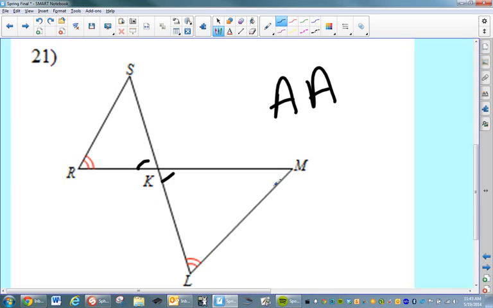Nope. Congruent has same size and same shape. Similarity has different size, same shape.